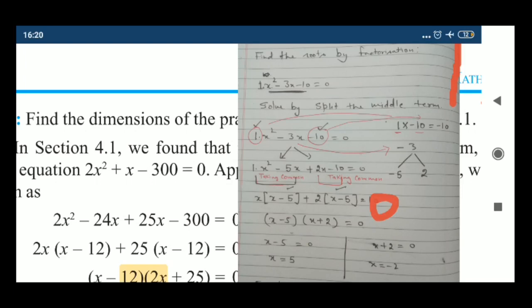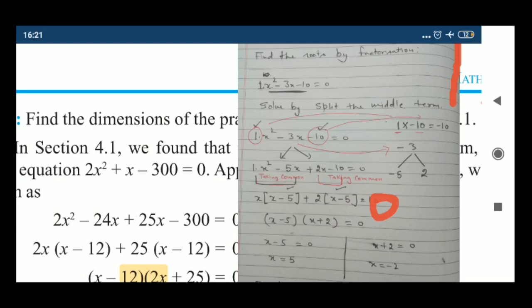We will solve it by splitting the middle term. In the very first step, we will multiply the coefficient of x square and the constant term, and their product is minus 10. And see the middle term, that is minus 3. Now we will take two numbers in such a way that their product is minus 10 and their sum or difference is equal to minus 3, and the required numbers are minus 5 and 2.